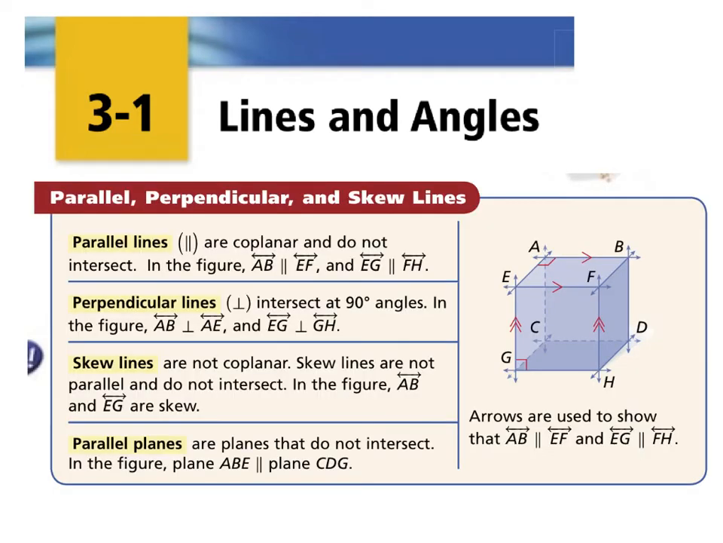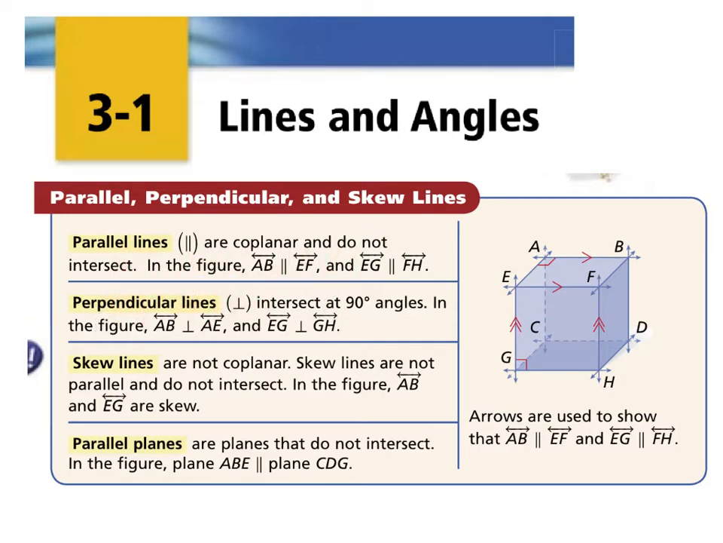So we're going to start talking about 4 vocab words: parallel, perpendicular, and skew lines, and parallel planes. So let's start with parallel lines. You already know this, but right here, parallel lines. Notice right here that that is the symbol for parallel. So we would say parallel lines are coplanar and do not intersect. They are on the same plane and they do not intersect.